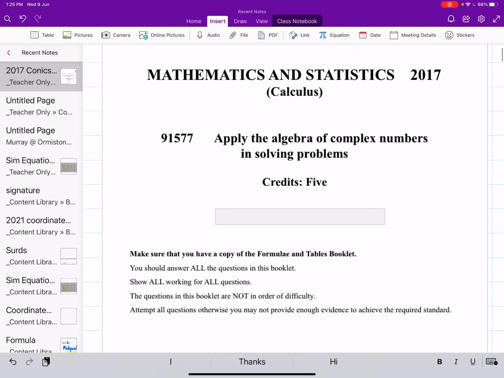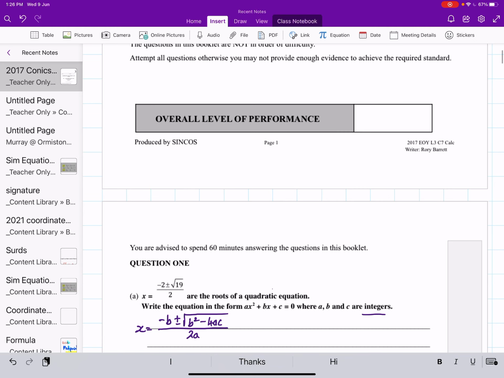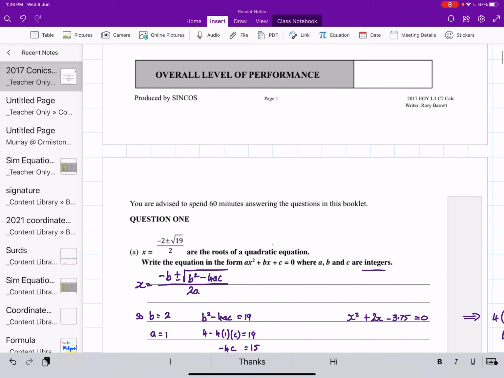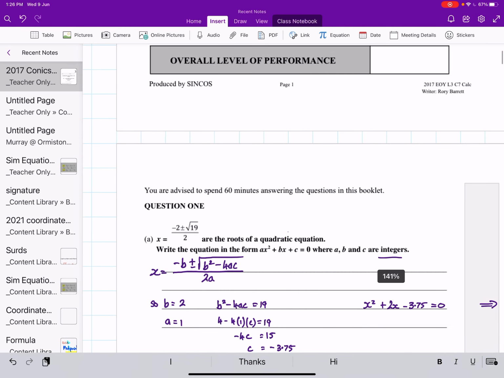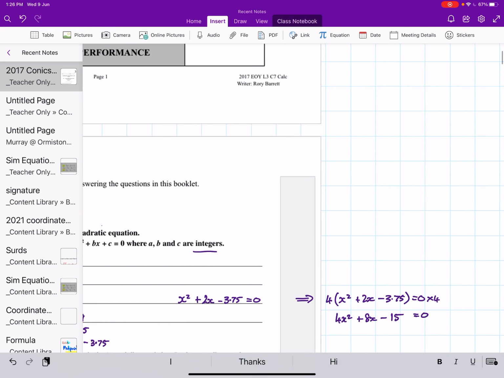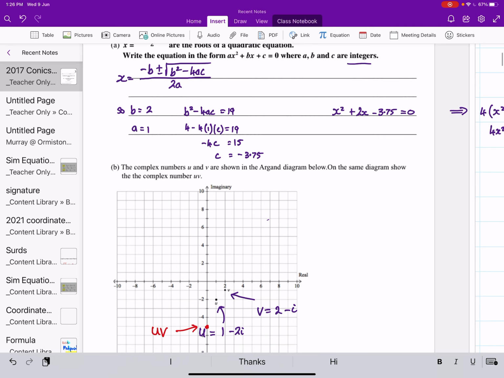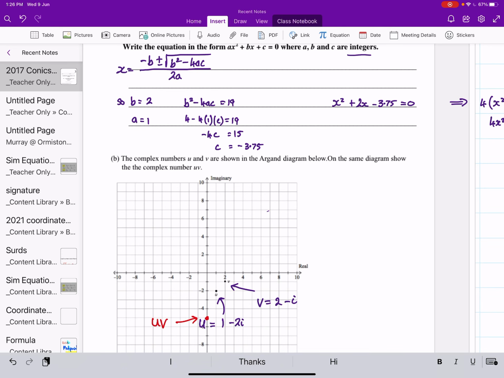Complex numbers problem. Question 1. First one, we compare the quadratic formula to what we're given. You can see that a must equal 1, b equals 2, and solve for b squared minus 4ac equals 19, and you get negative 3.75. Now that's not an integer, so multiply everything by 4 to get your answer as 4x squared plus 8x minus 15. Second question, put u and v on the diagram.